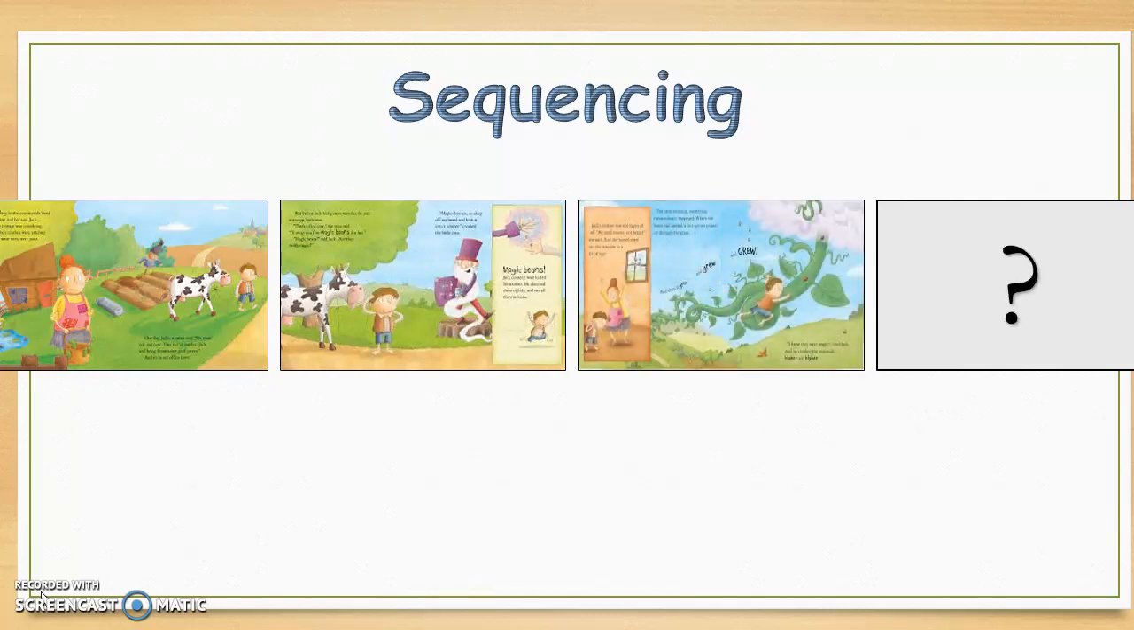The next picture shows that the beanstalk grew and grew. Jack climbed the beanstalk. Can you think about what picture should come next? Pause the video now and maybe you could draw the next picture that should come in the story.